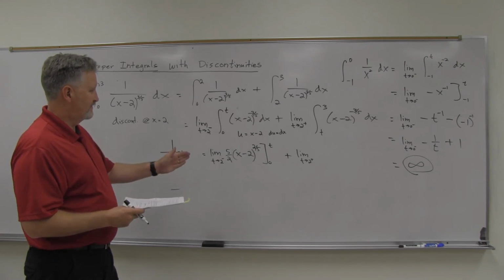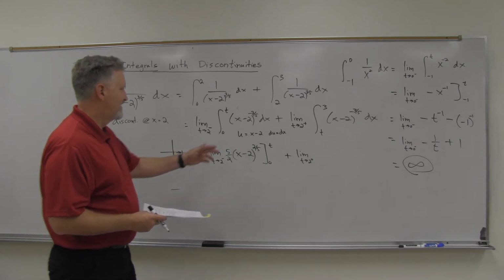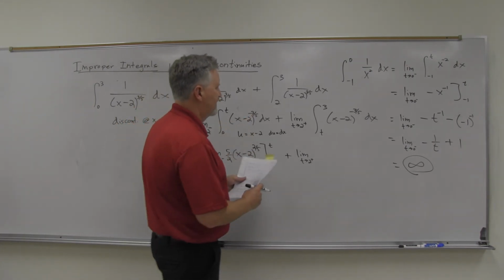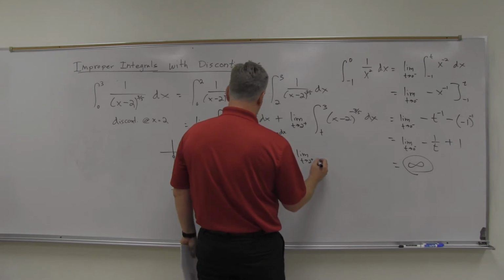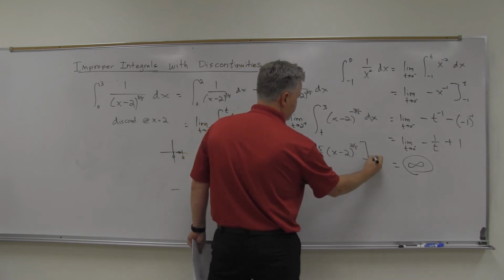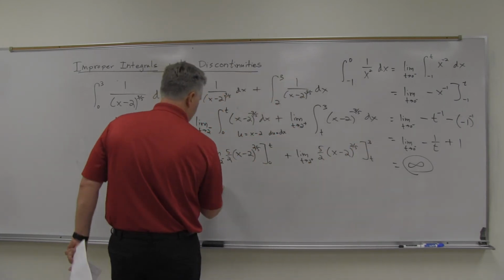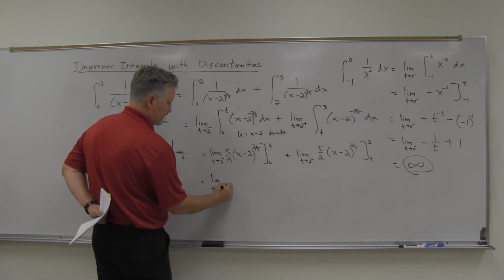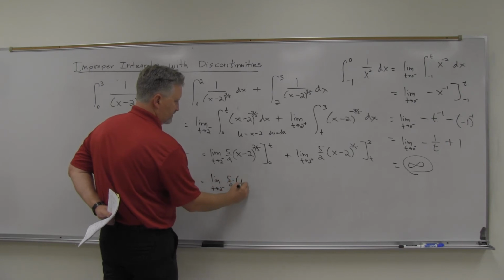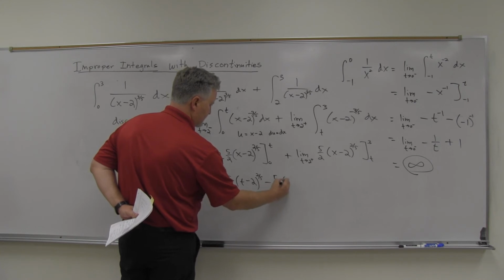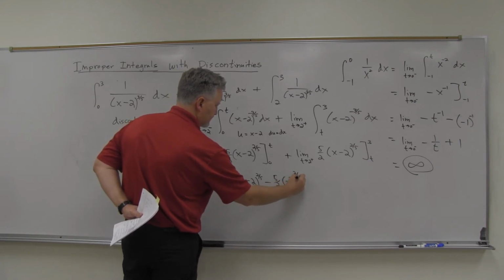Is that right? 5/2. Does anybody believe that now? Yeah, so it was negative 3/5, so you add 1 is 2/5. So yeah, all right. I'm good with that now. So the same thing over here. 5/2. X minus 2 to the 2/5. And then we're going t to 3. What goes in? 5/2 t minus 2 to the 2/5 minus 5/2 negative 2 to the 2/5.